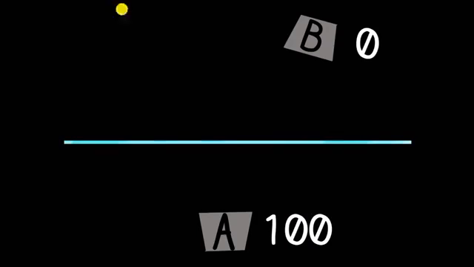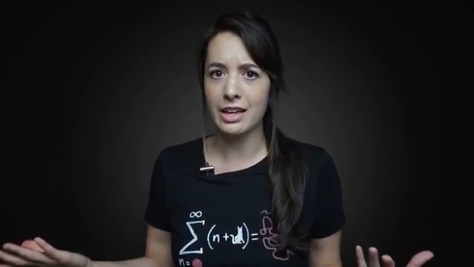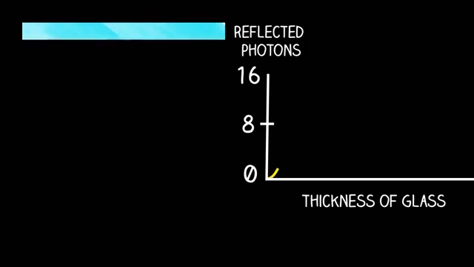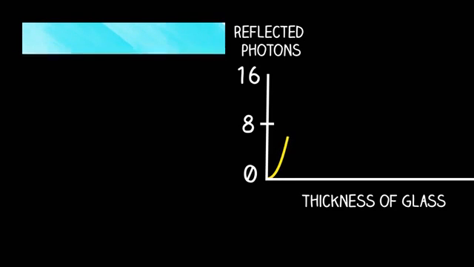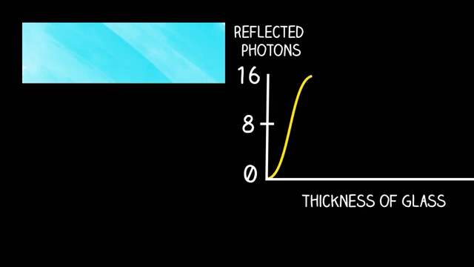Sometimes. But other times, for example, when the sheet of glass was very, very thin, no photons were reflected at all. This is already weird because when there was only one surface, 4 photons were reflected, and that surface is still there. So what happened to those 4 photons? Did they somehow know about the other surface? But it gets weirder. As the glass got thicker and thicker, the number of reflected photons changed, from nothing at all to a maximum of 16.